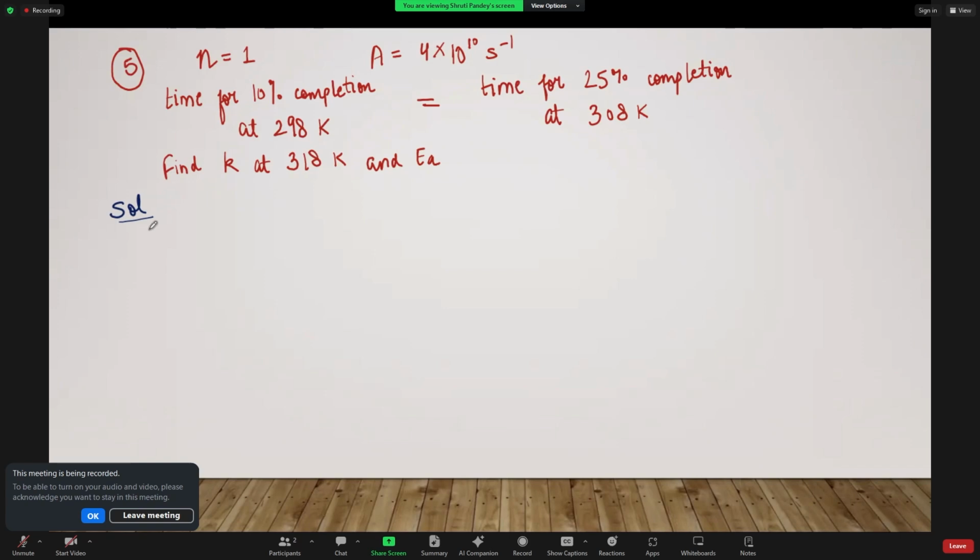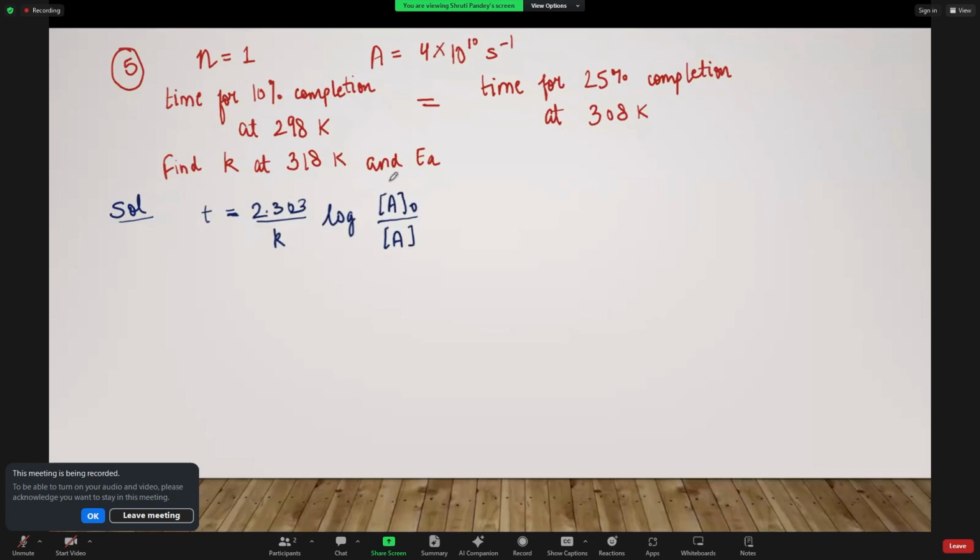ठीक है, तो as I told you, कि जब भी completion दिया है, अभी भी हमने इसके पहले previous question में भी discuss किया था कि if they have given in terms of the percentage, ठीक है, तो हमें क्या assume करना है? Just assume the initial concentration to be 100 and the final concentration just according to that, जो भी numerics है. ठीक है, तो क्या हो जाएगा? For the first order reaction you will write t, which is 2.303 by K log of initial concentration divided by final concentration.